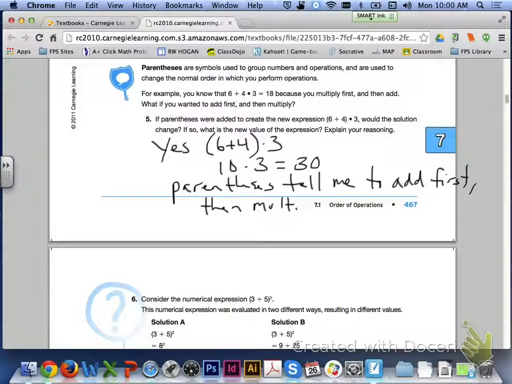So yes, we should see that the solution would change. The solution would now be 30 instead of 18. The parentheses are going to tell me to add those numbers first and then multiply after I am done doing that.